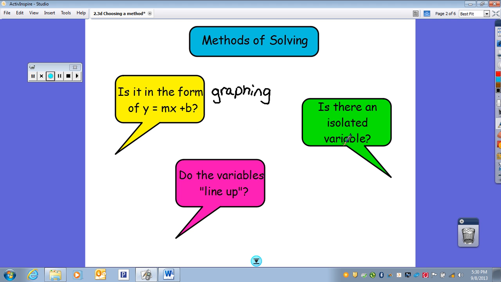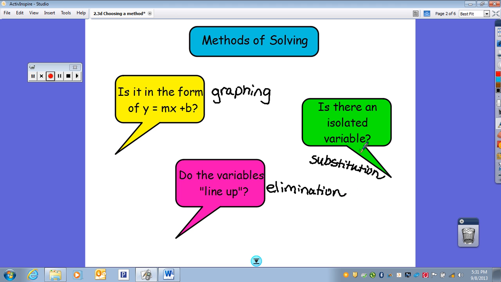Is there one equation that has a variable by itself? If there is only one equation that has a variable by itself, then we might want to consider doing substitution. That's where we would substitute into the second equation and solve. The third question: do the variables line up? If they do, and they're vertically stacked, we might want to solve the equations by using elimination.